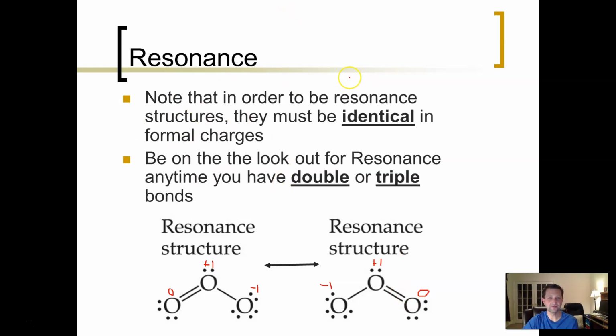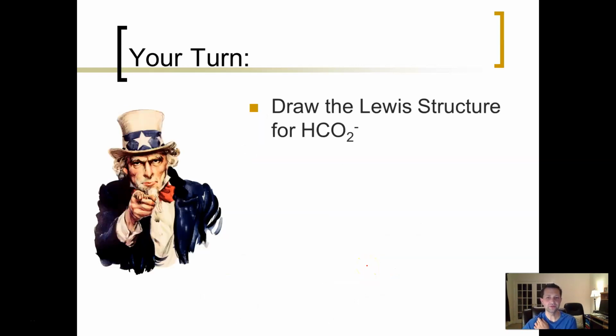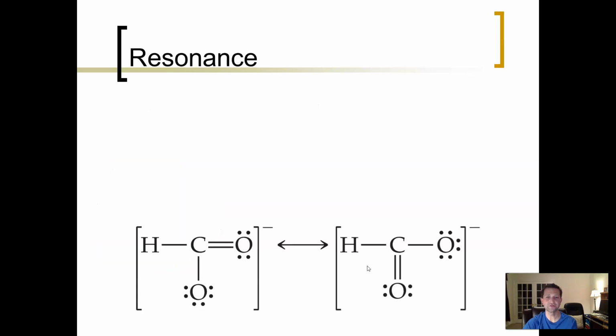Be on the lookout for resonance if you're finding a double or a triple bond, okay? And it's usually where you have something like this, where you have your central atom and then the branching atoms are the same. Like here, you could think of your oxygen as your central atom, and you're branching off oxygen, oxygen, okay? It's not going to work too well or very easily if you have different atoms branching off of that central atom, okay? So take a second, draw the Lewis structure for HCO2 negative, and let's see if we could figure out if it has any resonance structures or not.